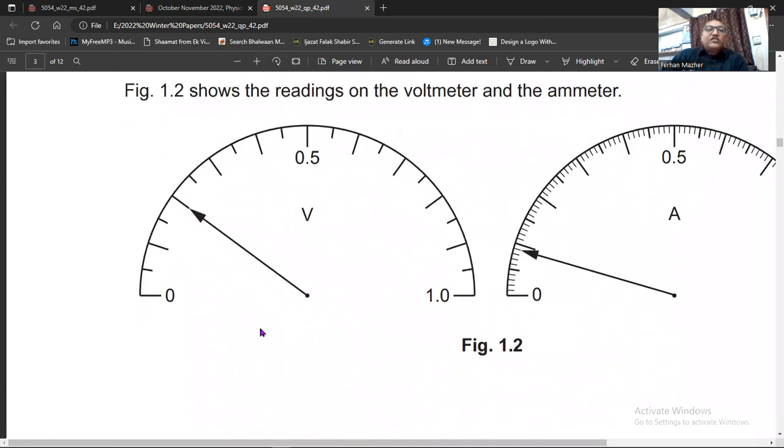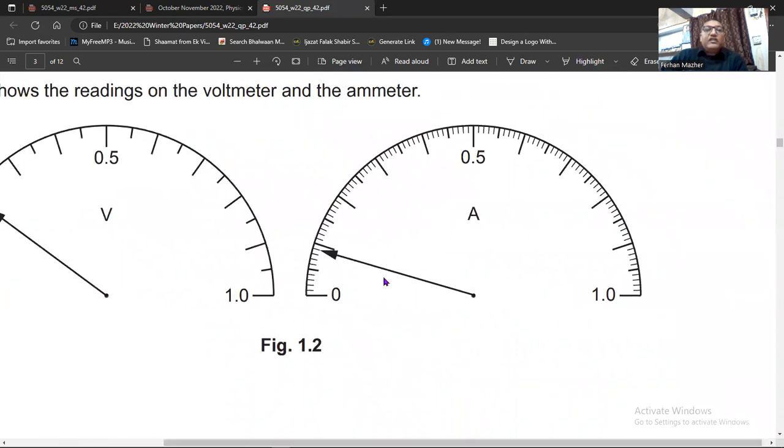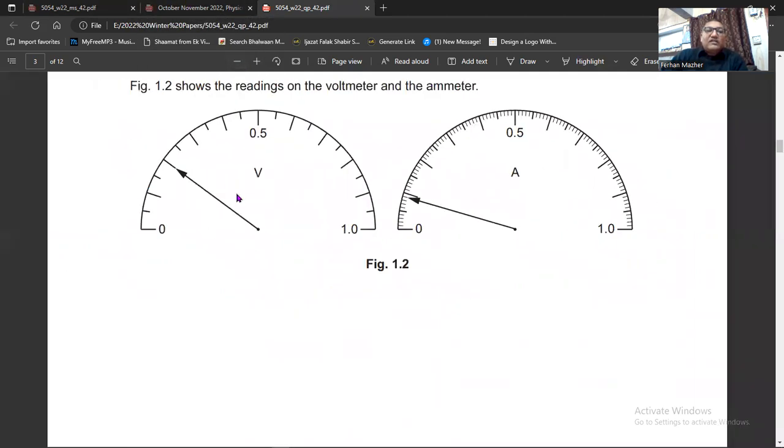First of all, the voltmeter. This is 0, this is 0.5. So this will be 0.1, 0.2, 0.3, 0.4, 0.5, 0.6, 0.7, 0.8, 0.9, and 1. So how much is this? This is 0.2 volt. And if you look at the ammeter reading, this is 0.5. So this is 0.1, 0.2, 0.3, 0.4, 0.5. So this reading is basically 0.09. This is what they have shown us.